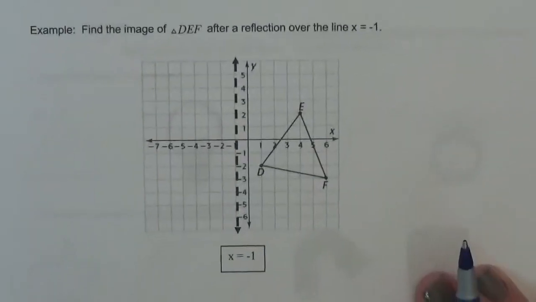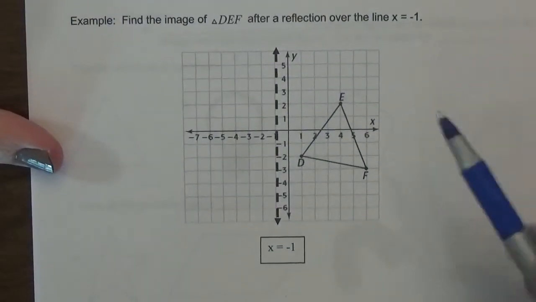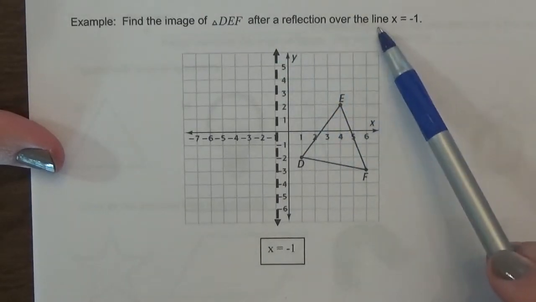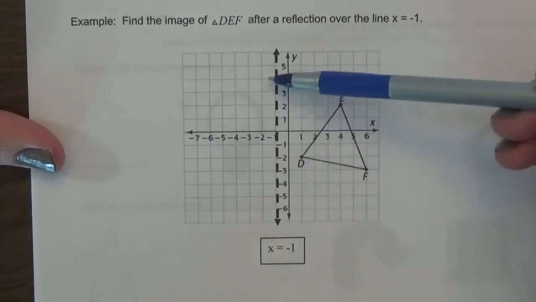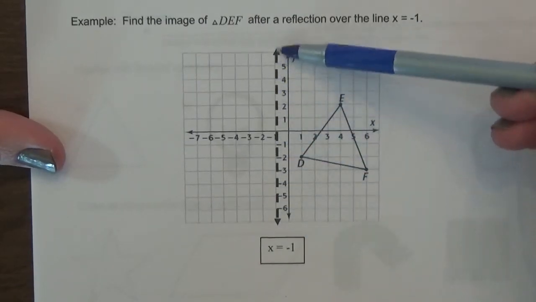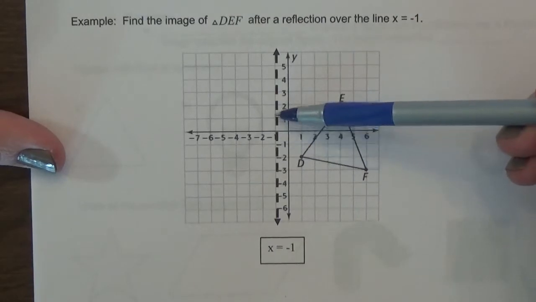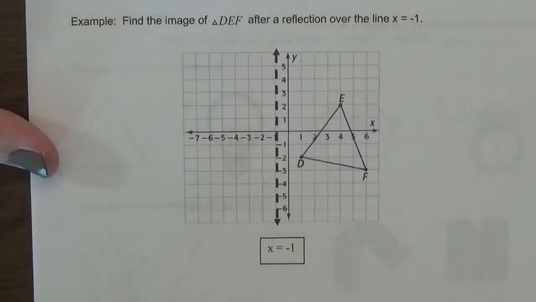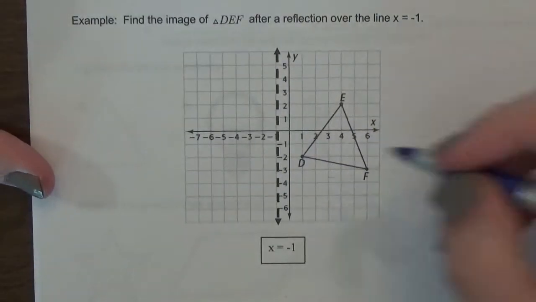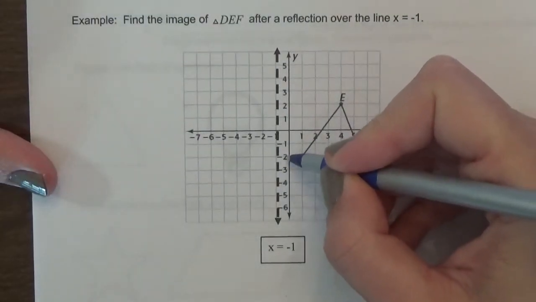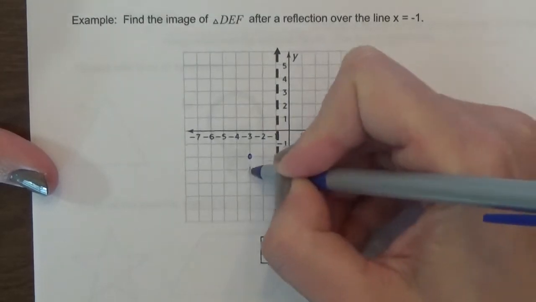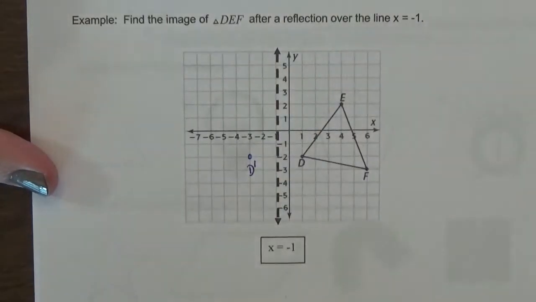Okay, so let's try one. It says, find the image of triangle DEF after reflection over the line x equals -1. Now they helped us out. They put this dotted line right at x equals -1. Where does x equal -1? Everywhere here. Okay, so that's our line of reflection. I like starting with the closest, you don't have to. So D is 2 away, 1, 2. I'm going to go 2 away, boom, and mark it D prime.